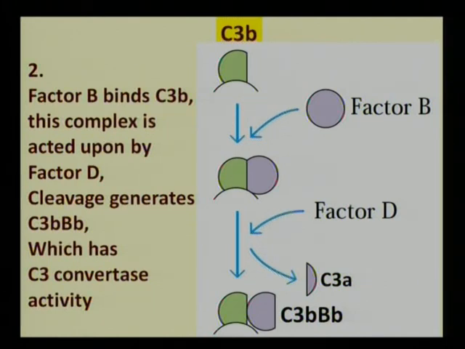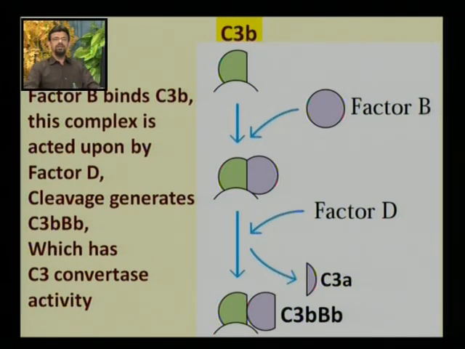Now factor B binds to the C3b component which is there, and it is acted upon by factor D. So you see that C3b is bound with factor B. Now this complex, that is the C3b factor B complex, is acted upon by factor D. Factor D will cut a portion of factor B, and this will form C3b and the small component of factor B, that is Bb. So a complex is formed, that is C3bBb.